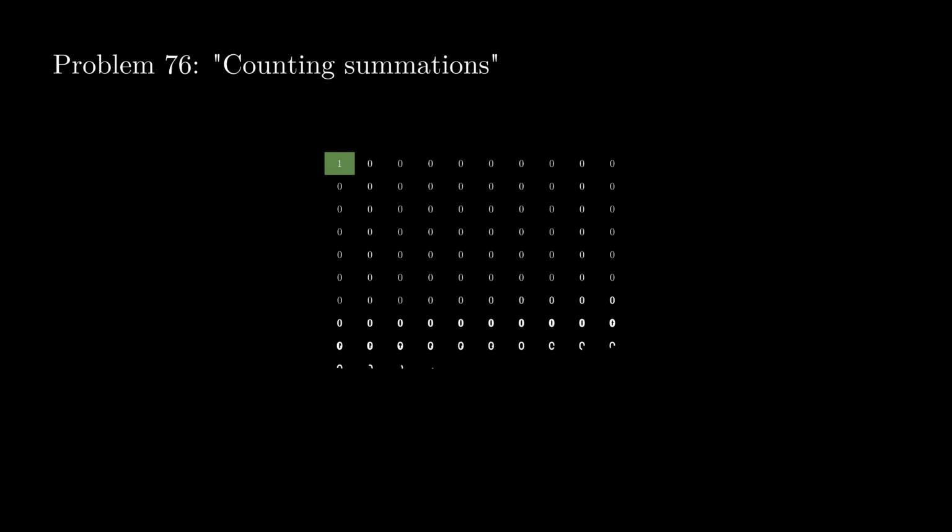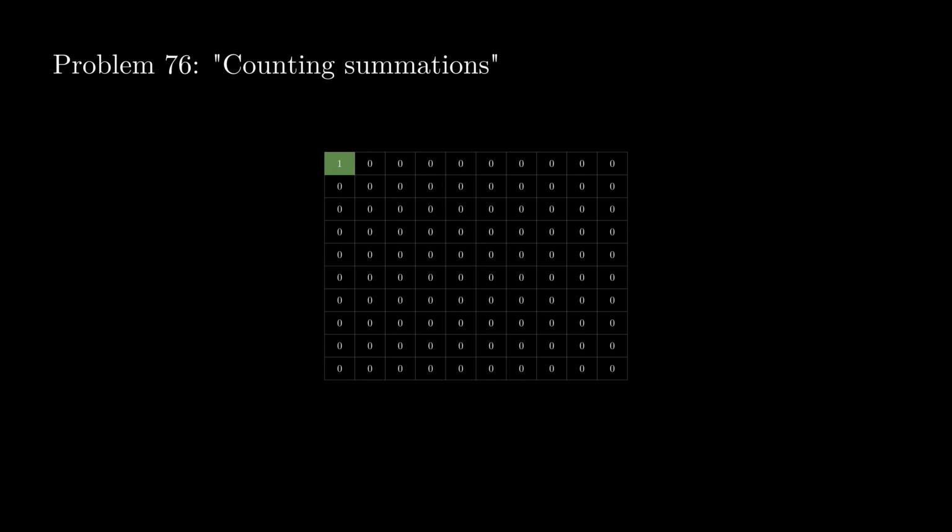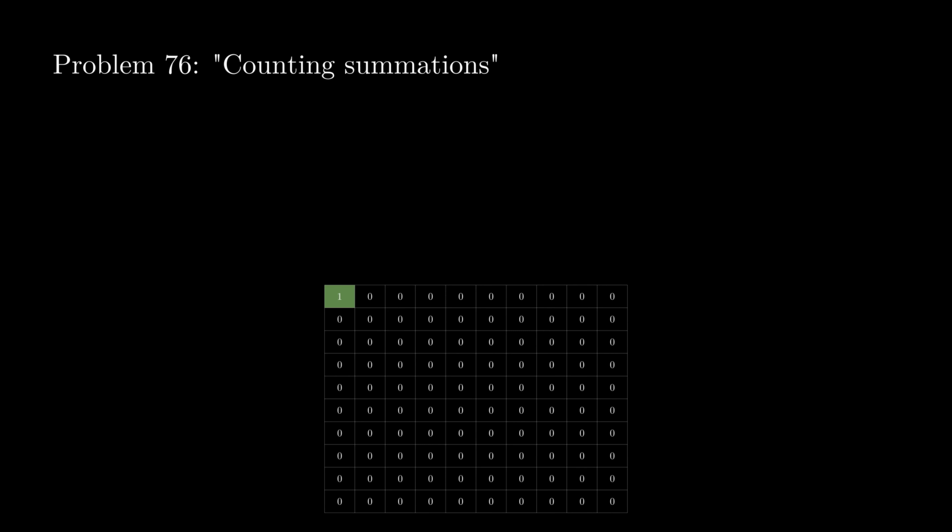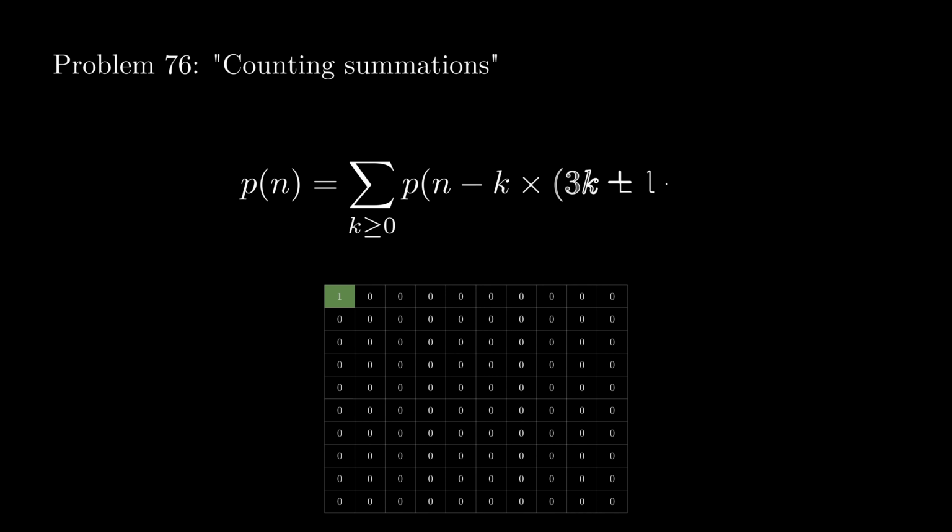Now that we have a relation using recurrence, let's make a grid of the values of the partition function from 0 to 99. Let's start from 0, knowing that p of 0 is 1. Here, we need to compute this for every k that satisfies the inside being positive, because otherwise, we would need the partition of negative numbers.